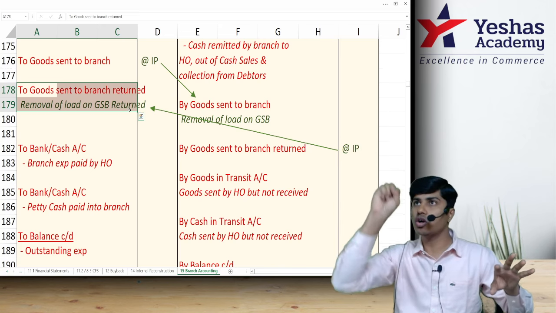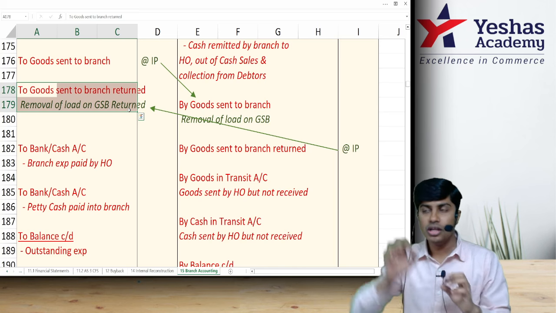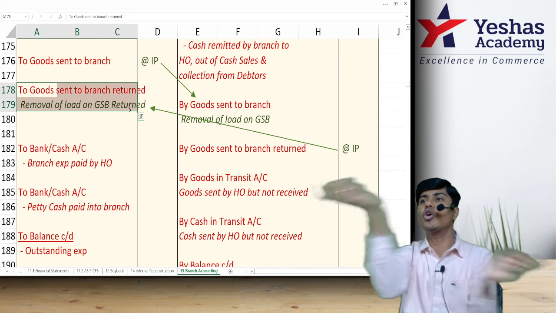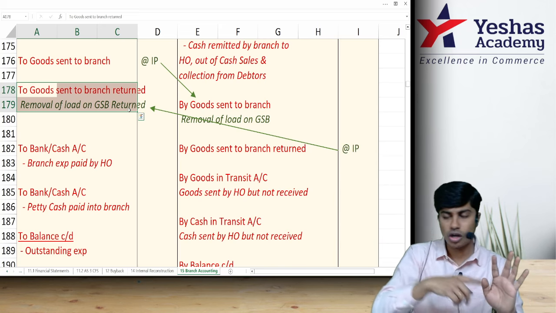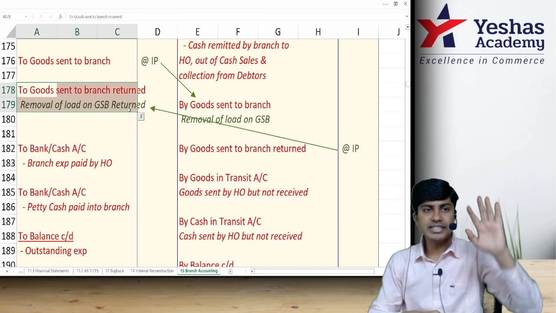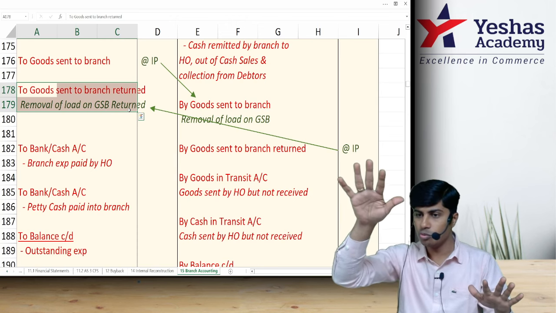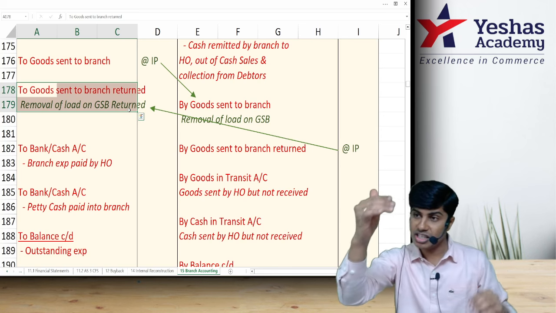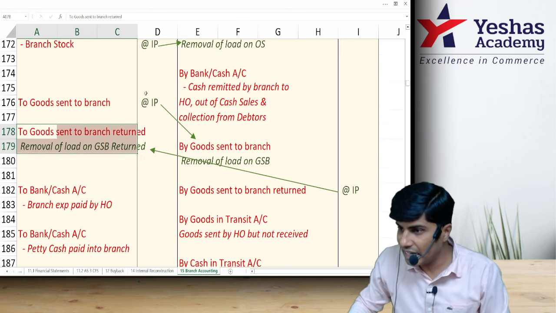Opening stock, closing stock, goods sent to branch and goods sent to branch returned in the debtors ledger should be at cost. If it is at invoice price, remove the load on the opposite side. On opening stock, load removal on the credit side. On closing stock, load removal on the debit side. On GSB, load removal on the credit side. On GSB returned, load removal on the debit side. On opening and closing stock, the load is removed by the name stock reserve. On GSB and GSB returned, the load is removed by the same name. This is under the debtors system.